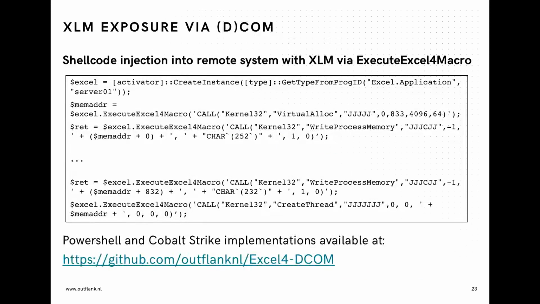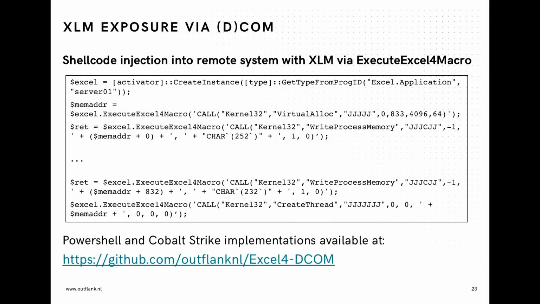One of the interesting parts is COM and DCOM. You have this method, ExecuteExcel4Macro, which is exposed via COM and via DCOM. This means that if we open it via DCOM, we can actually run XL4 macros without touching disk on a remote system. That's the whole principle of DCOM. What you see here is a few lines of code, a simple proof of concept. In the first line, we instantiate Excel on another system, on server 01. That's just default DCOM functionality.